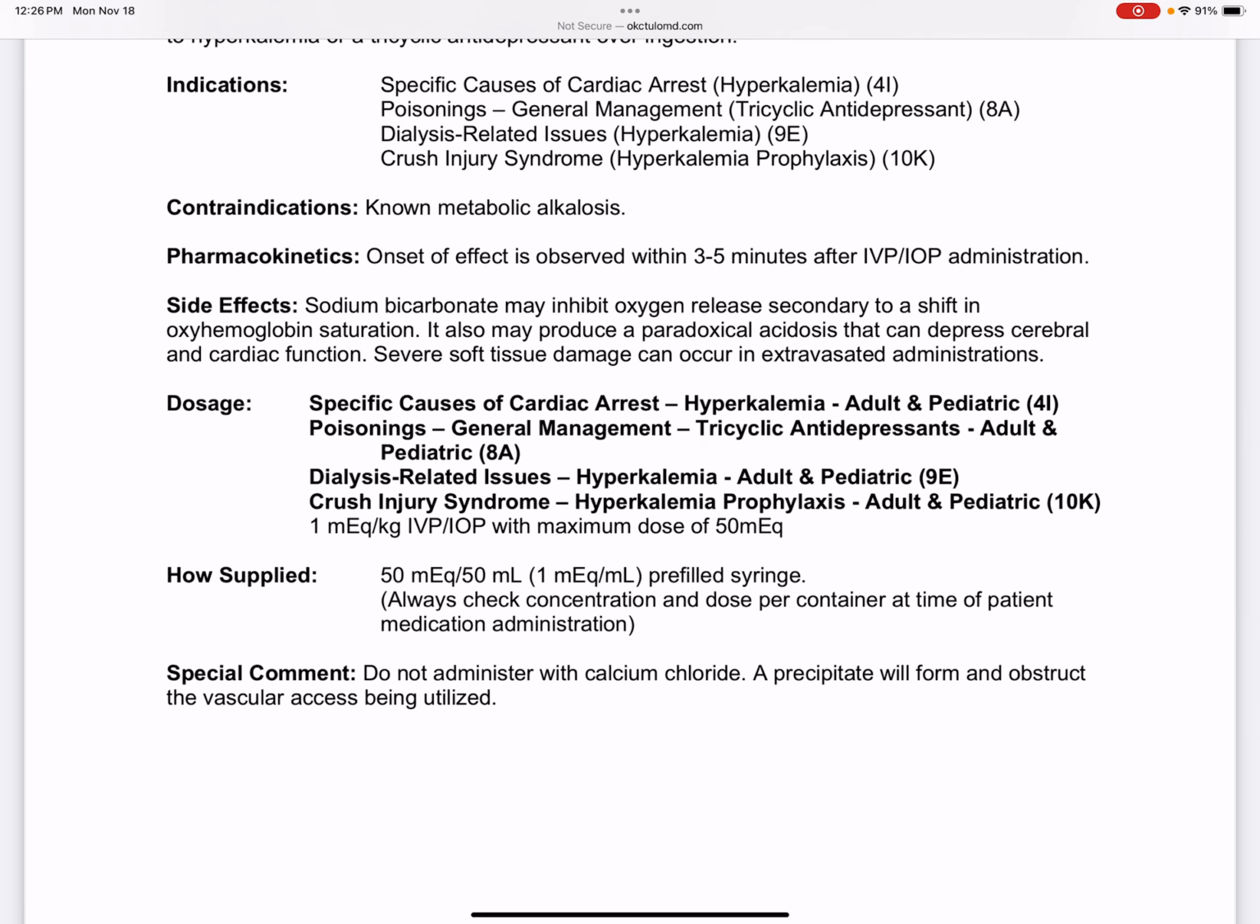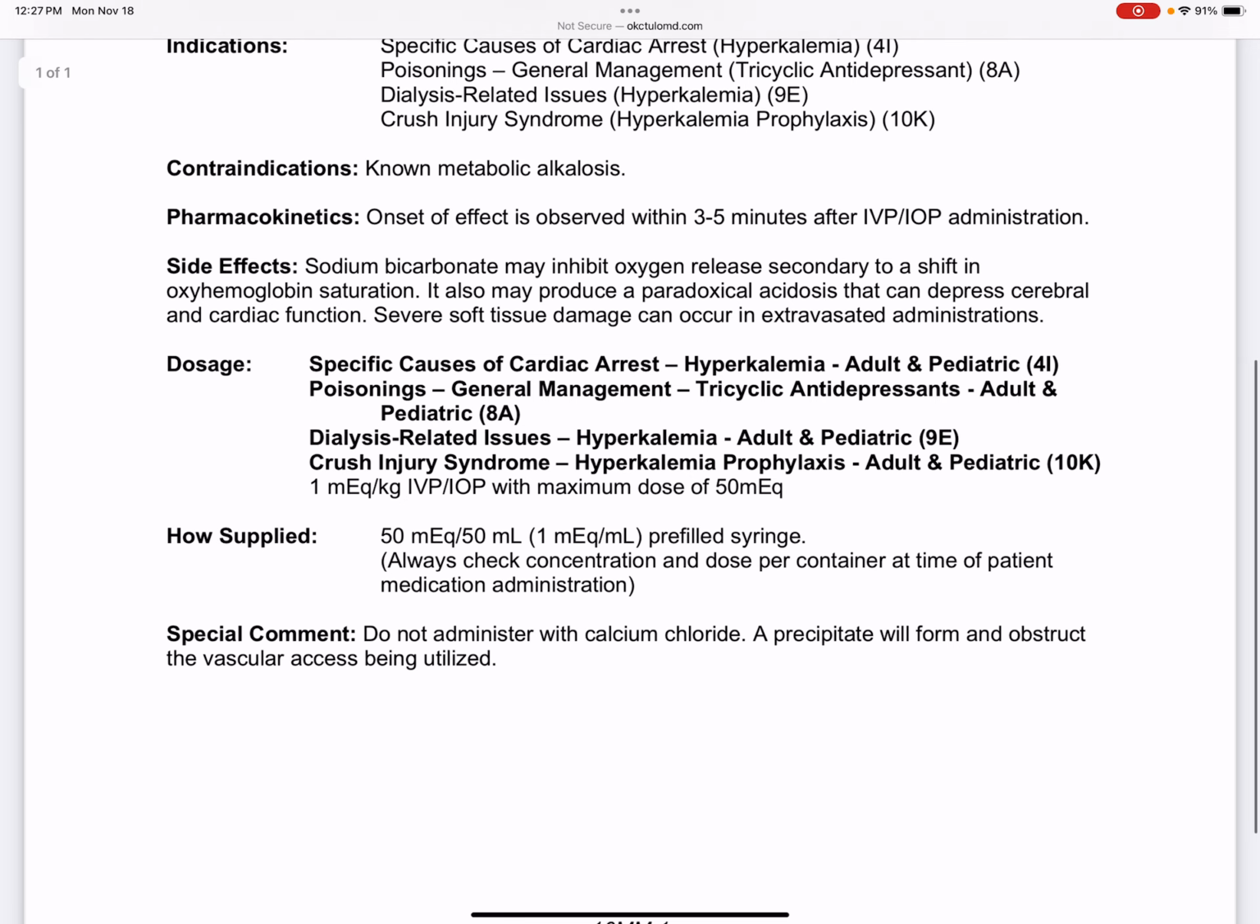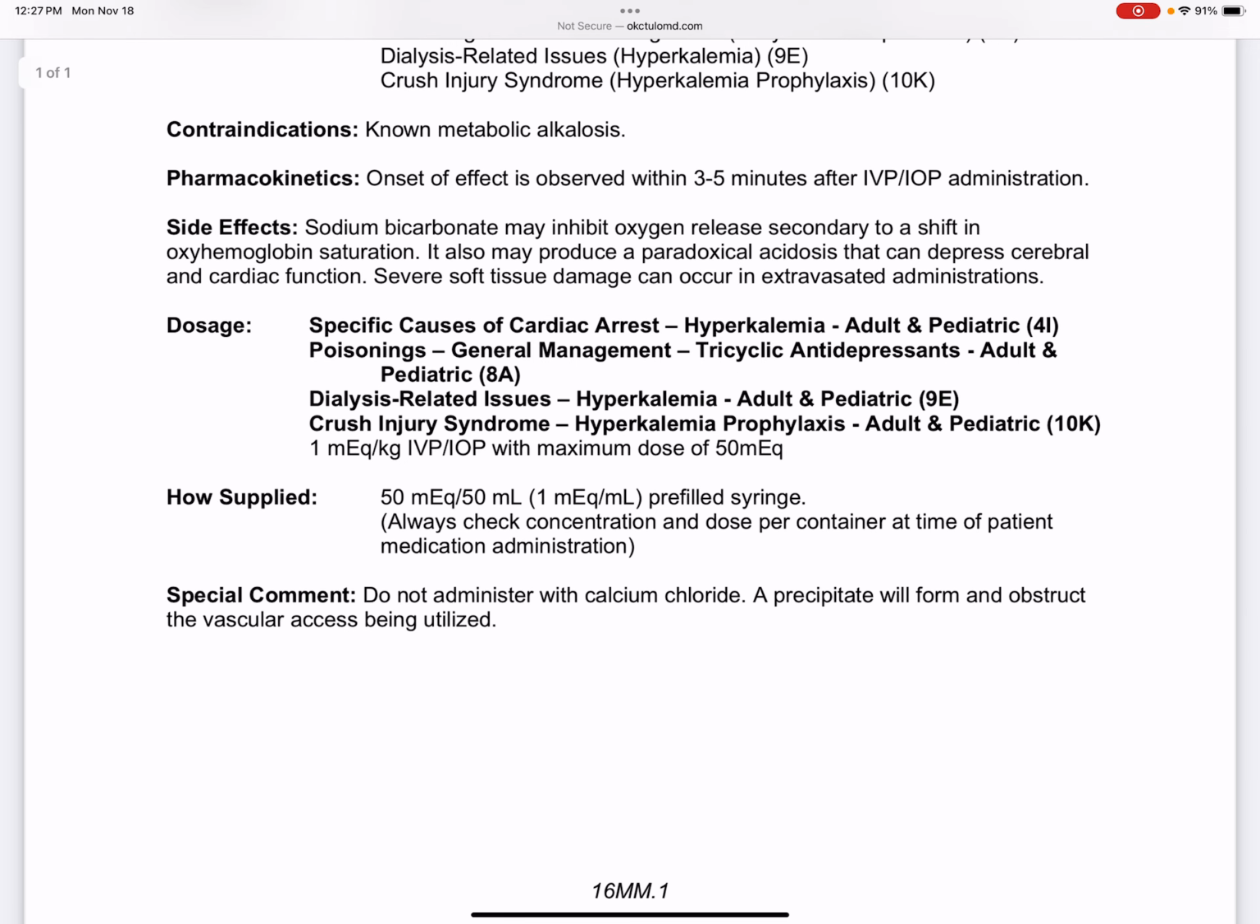Contraindications: known metabolic alkalosis. The onset is observed within 3 to 5 minutes after IV-IO administration. The side effects: sodium bicarb may inhibit oxygen release secondary to a shift in oxyhemoglobin saturation. It also may produce a paradoxical acidosis that can depress cerebral and cardiac function. Severe soft tissue damage can occur in extravasated administrations.